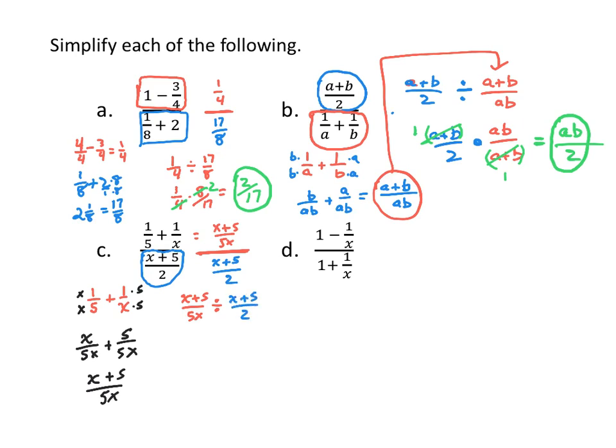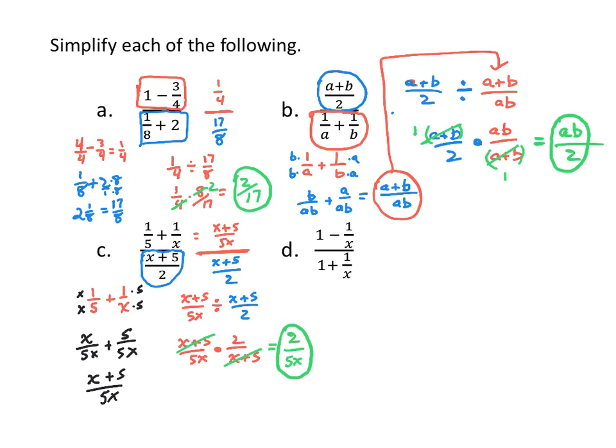All right, so then I'm going to turn that into multiplied by the reciprocal. Still x plus 5 over 5x times 2 over x plus 5. What happens? The x plus 5's cancel each other out. Final answer? 2 over 5x. Nice.